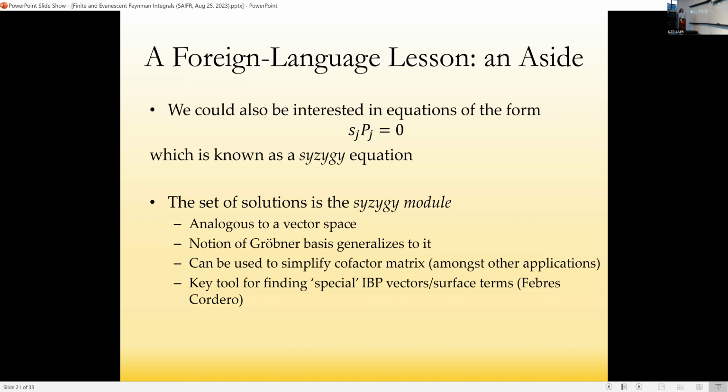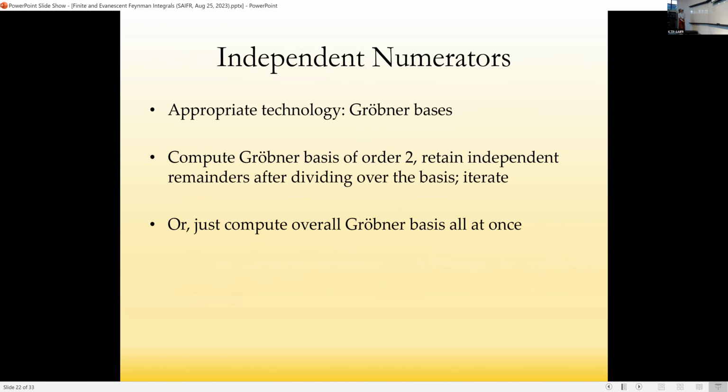So where does this come in for us? One can do this in two different ways. Because of the scaling behavior of these Gröbner basis algorithms, in the planar double box it doesn't matter so much, but in more complicated examples it's perhaps better to proceed iteratively. So you proceed degree by degree, you compute the Gröbner basis of degree 2 numerators, these are polynomials, and then you ask for each of the degree 3 ones, does it have zero remainder or not? In other words, can it be expressed in terms of the degree 2 objects that we have or not? And the ones that are independent, you retain, and then you iterate this. Or you could just compute the Gröbner basis all at once and then look at what things are at different degrees.